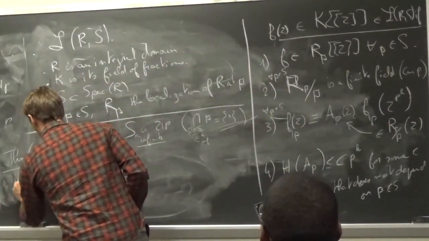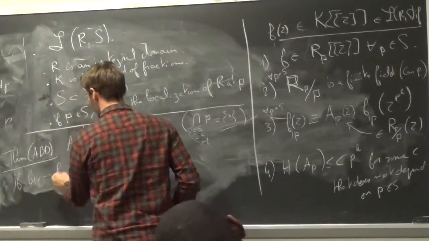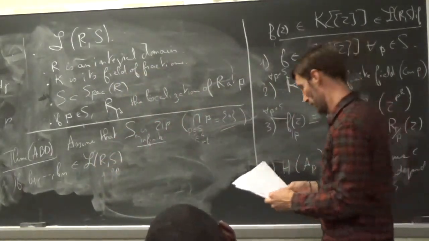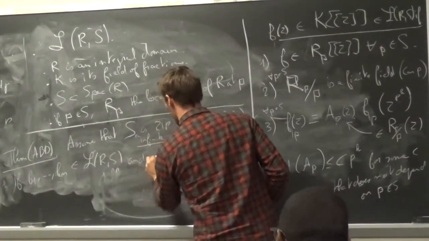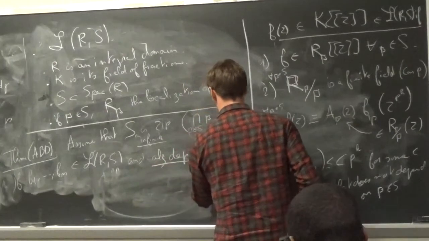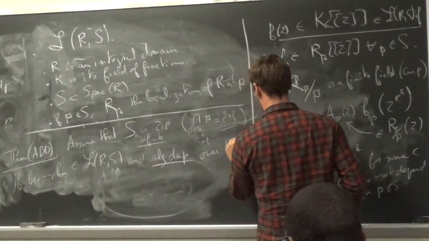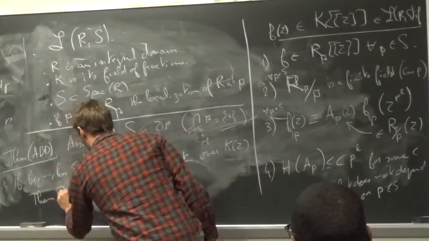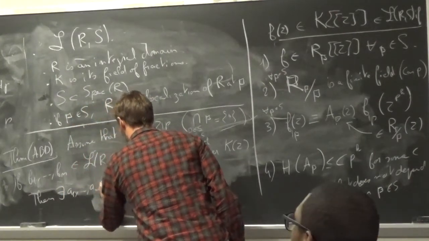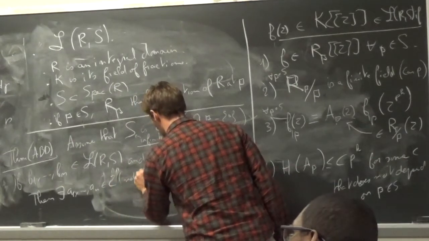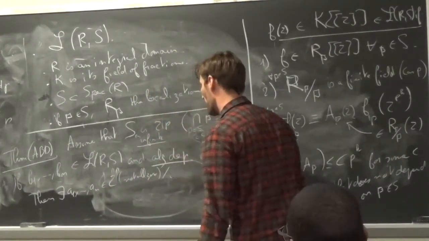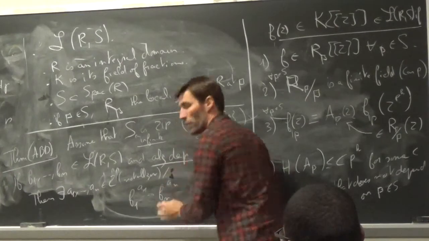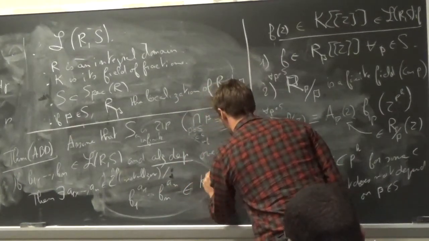So the theorem says that if F1, ..., Fn are n functions in this R_S, and algebraically dependent over A of Z, then there exist A1, ..., An in Z, not all zero, so that the product F1^A1 ... Fn^An is a rational function.